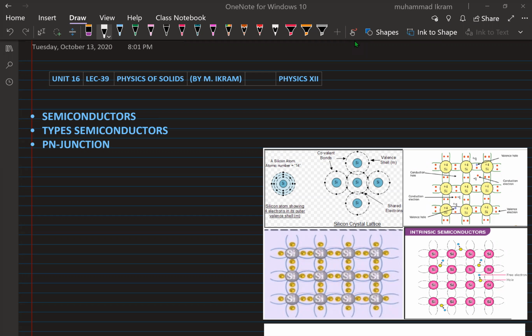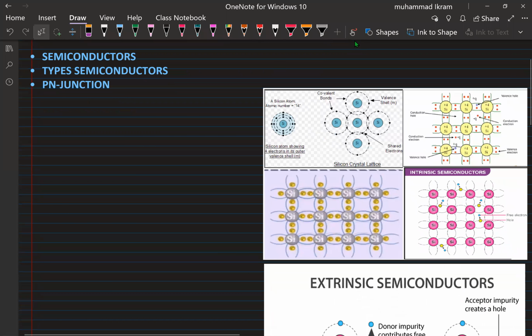Our lecture today is about semiconductors. It is lecture number 39, unit 16. So let us start with the name of Allah Almighty.